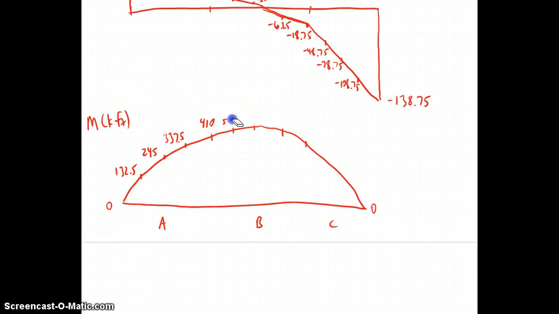excuse me, jumped the gun, 472.5, 503.8, and again 503.8. So this isn't drawn exactly perfectly. What happens here is between two of these points on the moment diagram we have a peak moment. And that value of peak moment is 507.7.